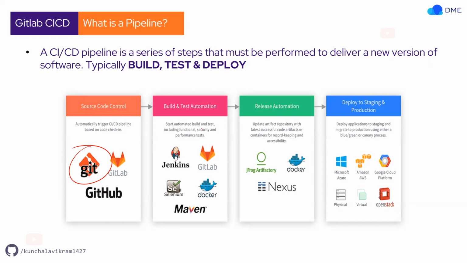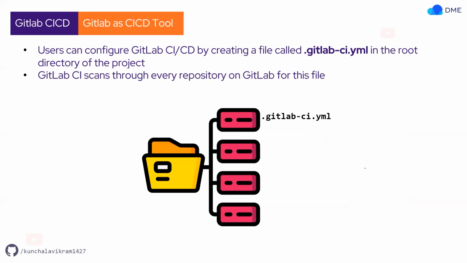Then for build automation and test automation, you can use GitLab CI or Jenkins. For the build tool, you can use Maven, and then Selenium for testing. You can build Docker images out of your build. Then you need to push your artifact, whatever it is. It can be a JAR file, WAR file, container image, or any artifact like a PDF file or log file. You can store it in Nexus, JFrog, or push it to Docker Hub. And then finally, you can deploy it to various environments like GCP, AWS, Azure. So this is the complete end-to-end pipeline.